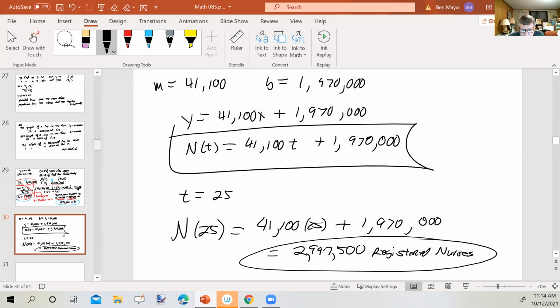Any questions on this example? So I know it was kind of long, but basically what we did was we extracted two ordered pairs, used those to find the slope, and then the function, used the correct notation for the function, and we were done. All right.